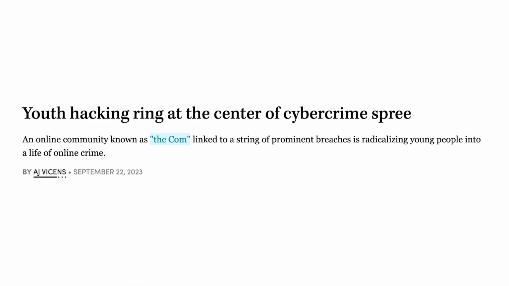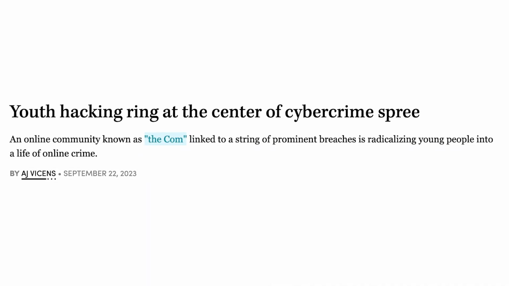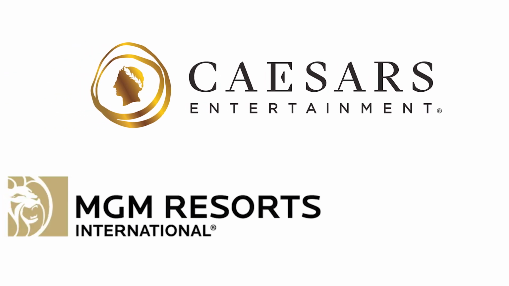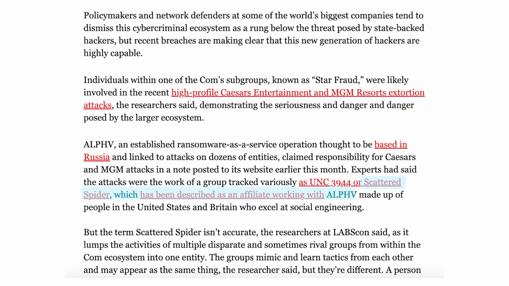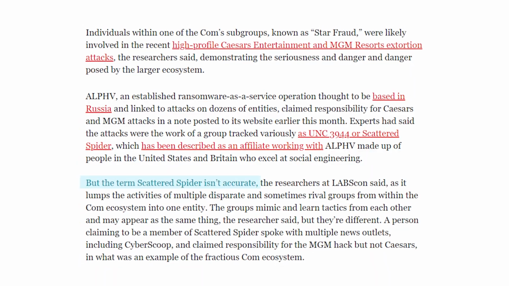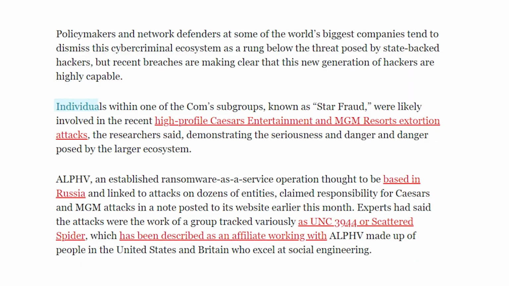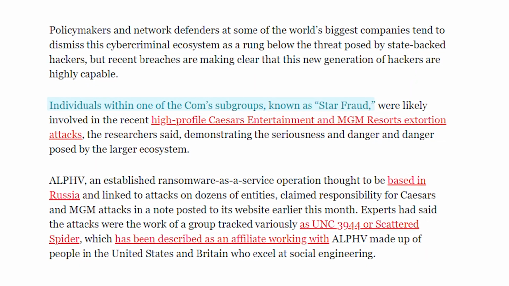The COM is a group of hackers, some of which are rather young. They have been responsible for a ton of hacks you've probably heard of recently, including a lot of the Las Vegas, Caesars, and MGM ones. The casino hacks were originally attributed to Scattered Spider. I even reported on that myself. Newer reports are saying that they are not involved, but that it's the COM, but also that the COM and Scattered Spider share members. You see why this is so hard?